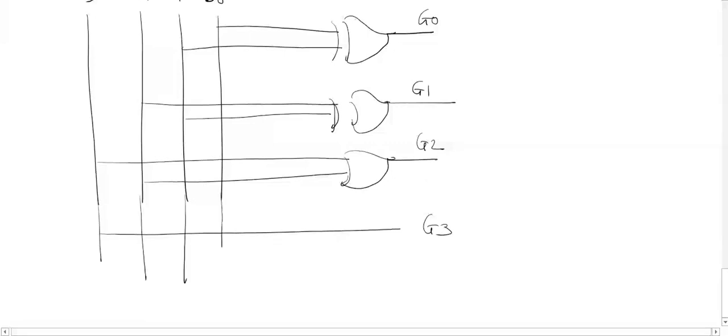Now this is the logic diagram of the BCD to gray code converter.